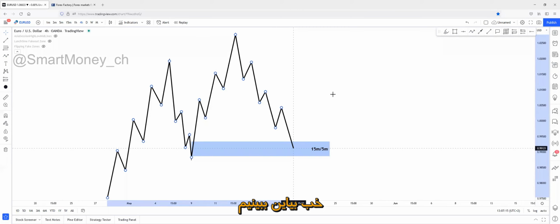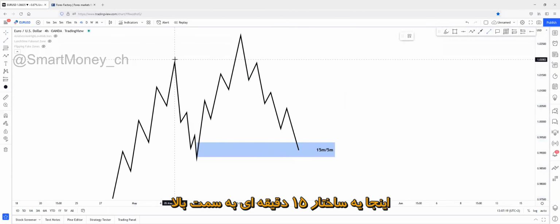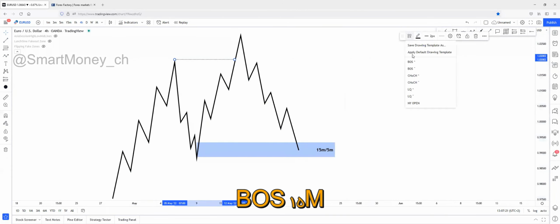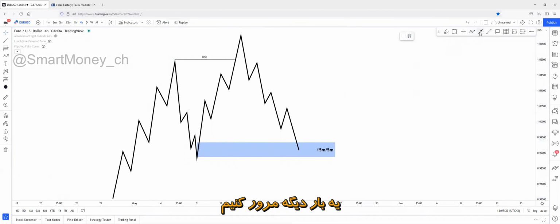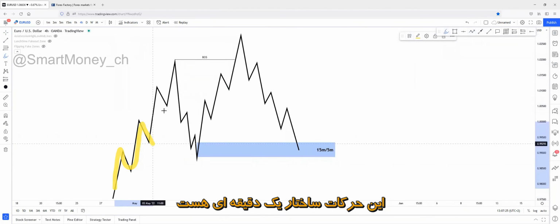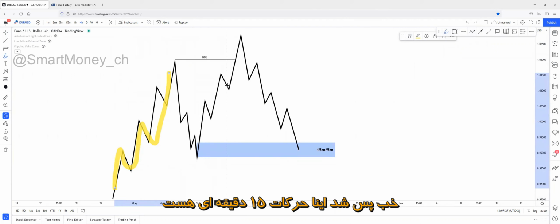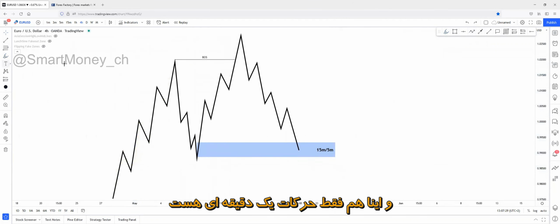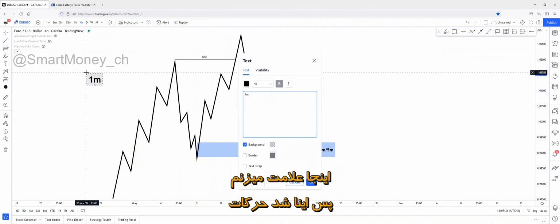And let's see. Here was a 15-minute breakout structure to the upside. And once again, these arrow movements are 1-minute movements. So these aren't 15-minute movements. These are only 1-minute movements, and I will mark it right here.